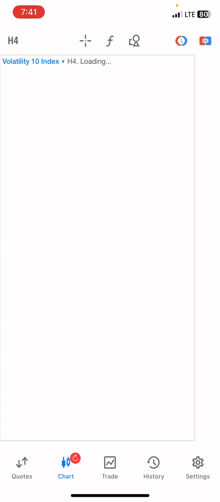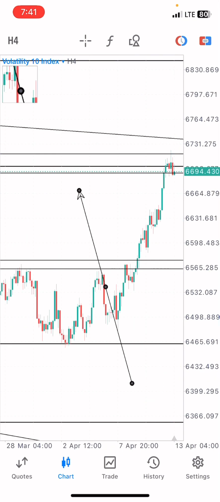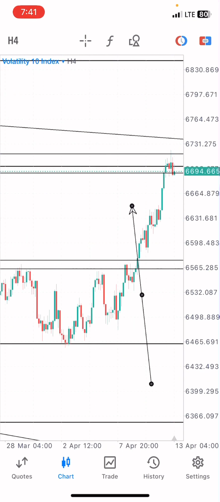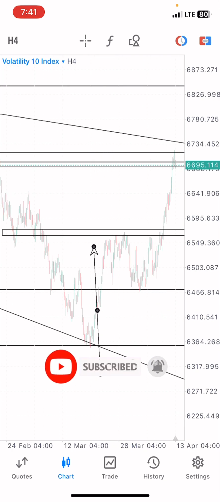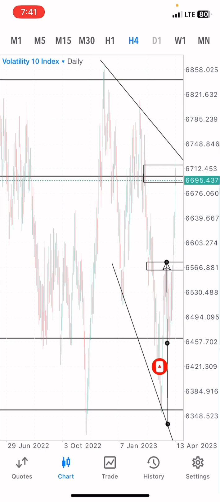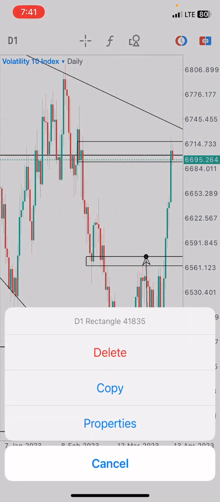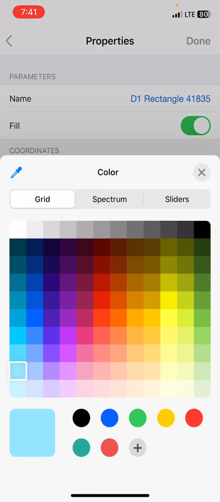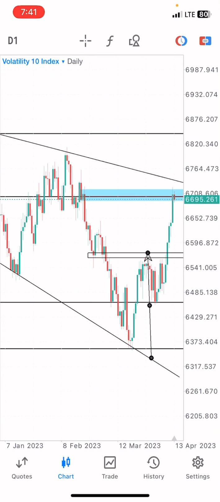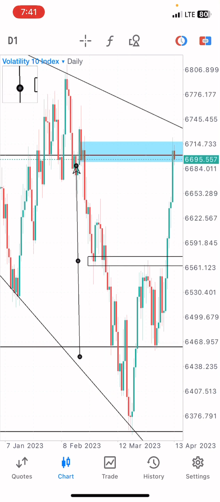So on the 4 hour time frame, you can see the market is on a nice level as well. Remember, this is an order block that we identified on the 4 hour time frame. Let me make it this color here. Sorry, on the daily time frame, you can see this is a daily time frame order block.